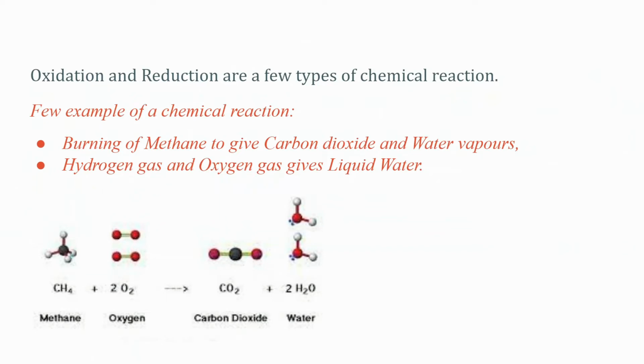Oxidation and reduction are a few types of chemical reaction. Now let's see what these types of reaction are, that is oxidation and reduction. To learn what exactly oxidation and reduction are, there are a few examples that you can consider. The first example is burning of methane to give carbon dioxide and water vapors. The second example is hydrogen gas and oxygen gas giving liquid water.